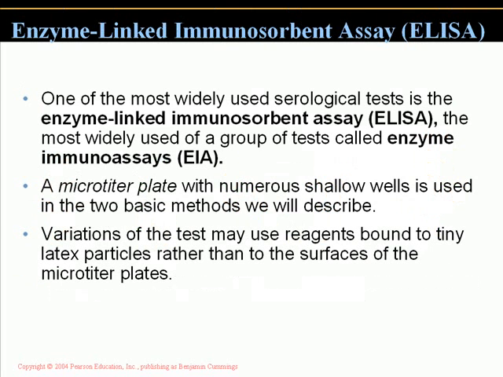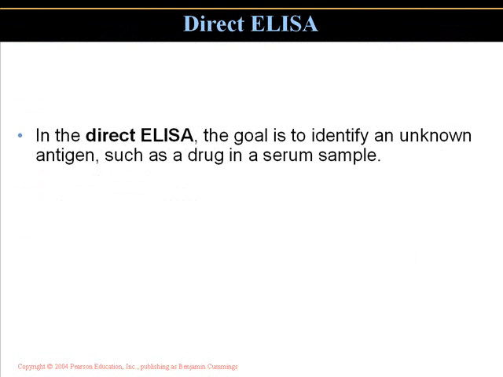One of the most widely used serological tests is the enzyme-linked immunosorbent assay, referred to as ELISA. This is the most widely used of the group of tests called enzyme immunoassays, or EIA. A microtiter plate with numerous shallow wells is used in two basic methods that we will describe. A variation of the test may use reagents bound to tiny latex particles rather than the surface of the microtiter plates. In the direct ELISA, the goal is to identify an unknown antigen, such as a drug, in a serum sample.